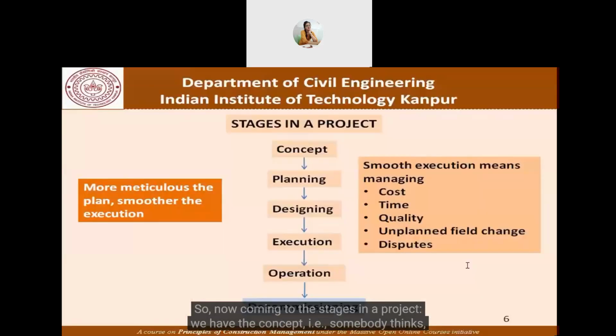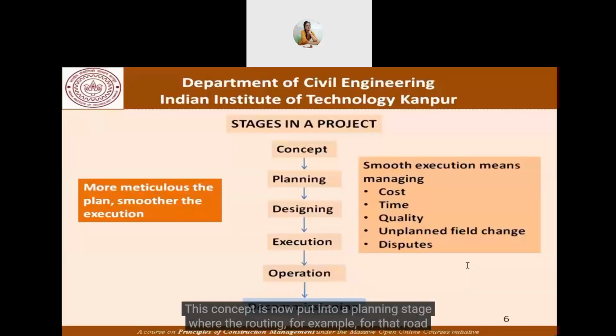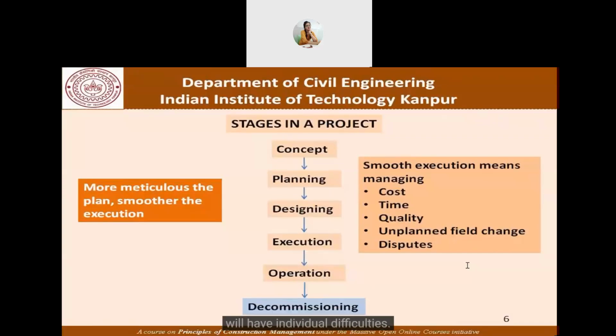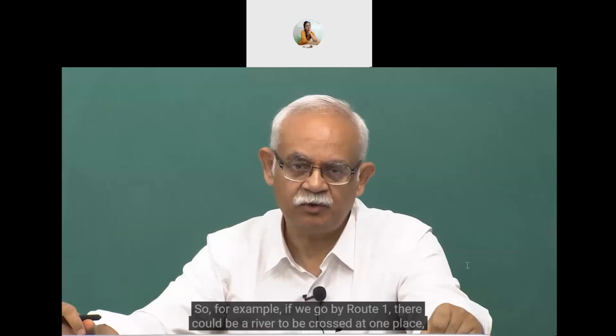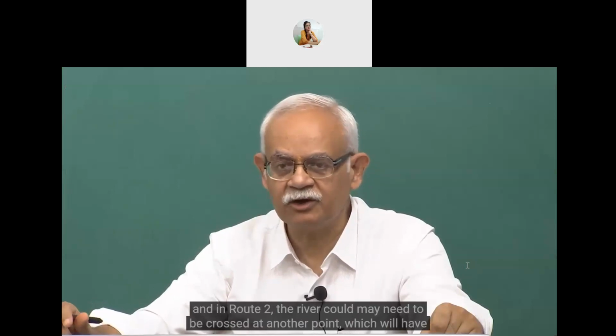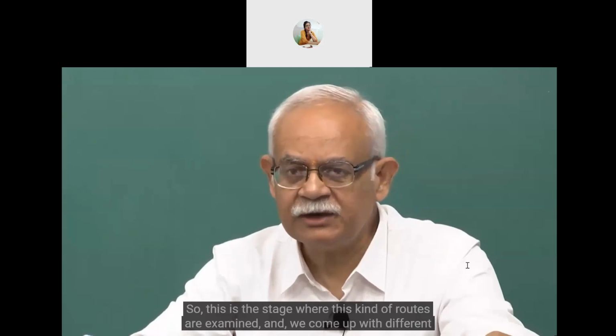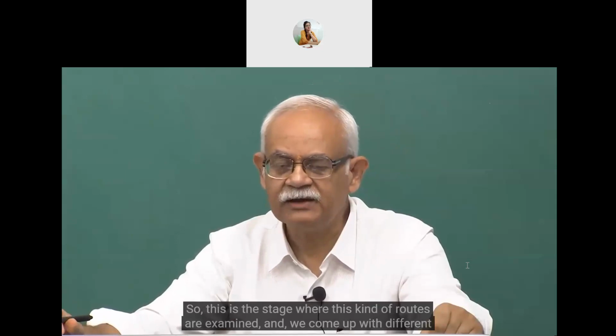So now, coming to the stages in a project, we have the concept. That is, somebody thinks or puts together a proposal that we need a road to connect point A and point B. This concept is now put into a planning stage where the routing, for example, for that road is decided. Because to connect point A and point B, there could be multiple routes which will have individual difficulties. So for example, if we go by route 1, there could be a river to be crossed at one place. In route 2, the river may need to be crossed at another point, which will have its own local geographical conditions and so on. So this is the stage where this kind of routes are examined and we come up with different options.